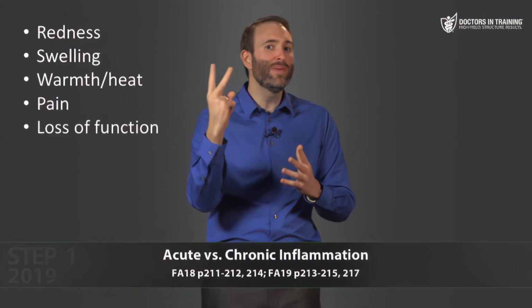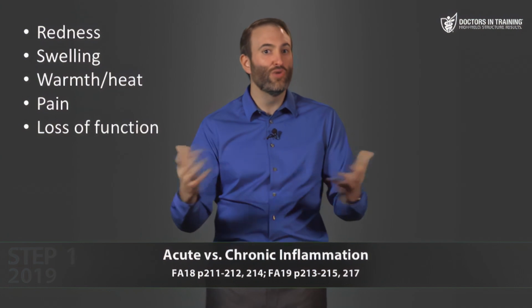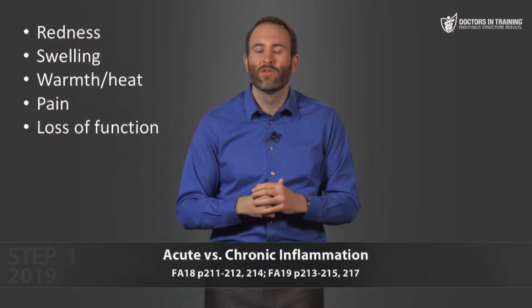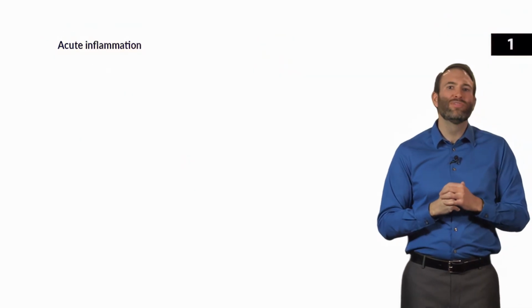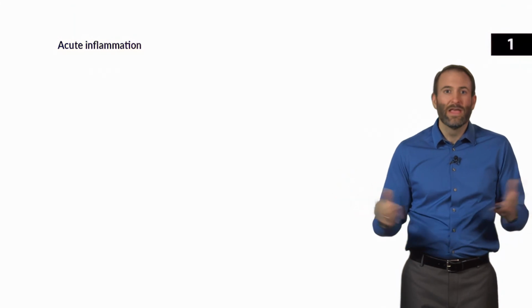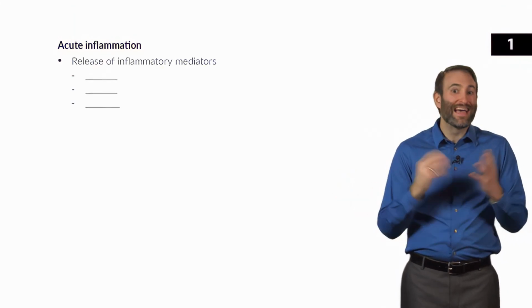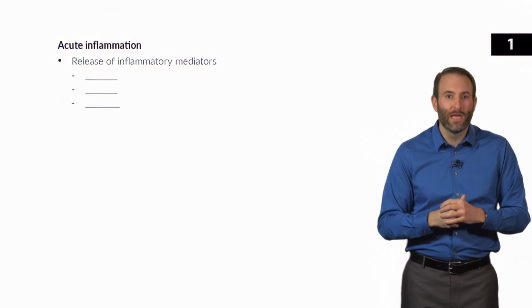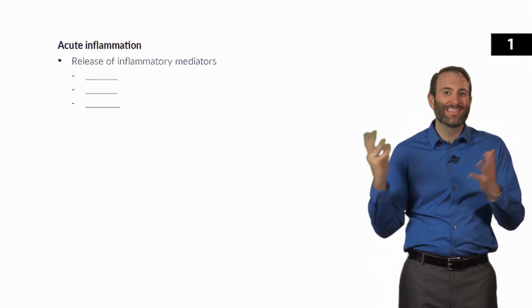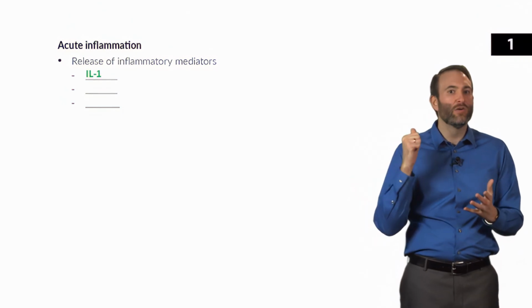Now, there are two big categories of inflammation: acute inflammation and chronic inflammation. So let's start with acute inflammation first. Acute inflammation goes through several different stages. First, you have some type of injury or insult, and that leads to the release of specific cytokines and inflammatory mediators. Now, the inflammatory response is associated with acute phase cytokines. And what are those?